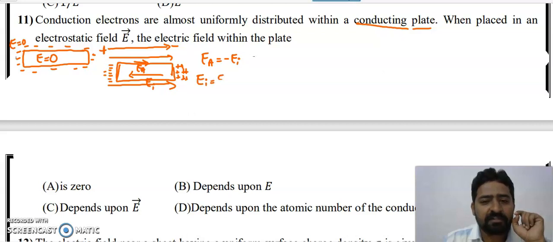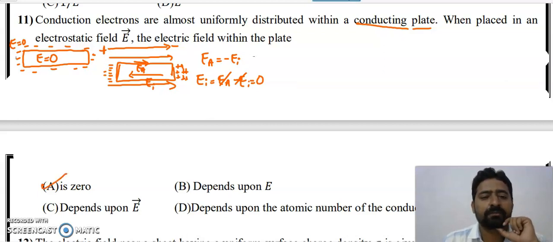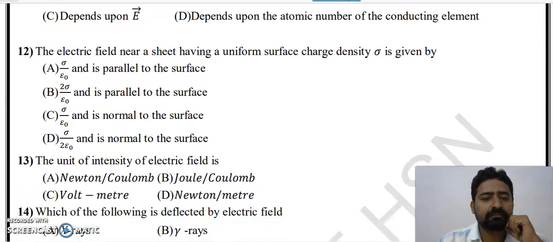The net electric field is equal to EA minus EI. Both have the same magnitude, so inside the plate the electric field is equal to 0. So option A is the right answer for the 11th question. Then let's move to the 12th question.